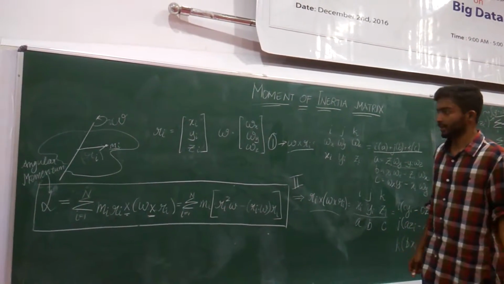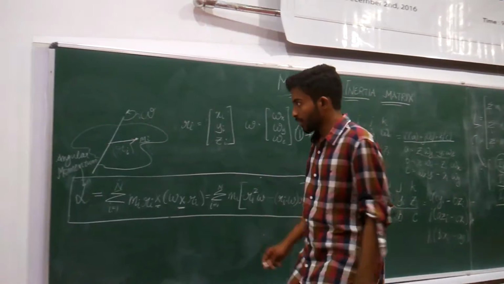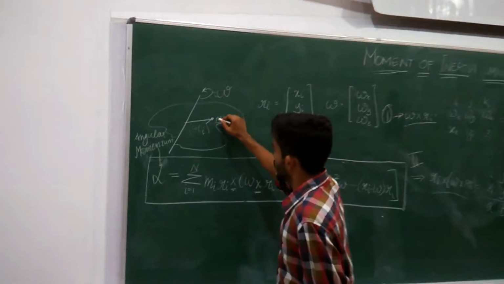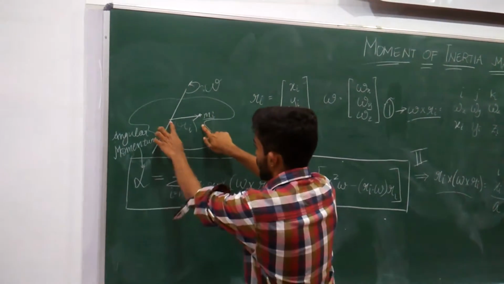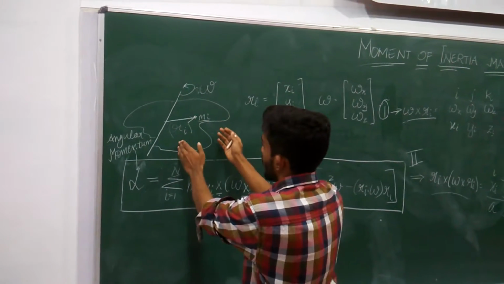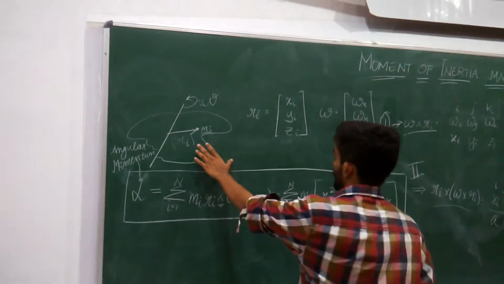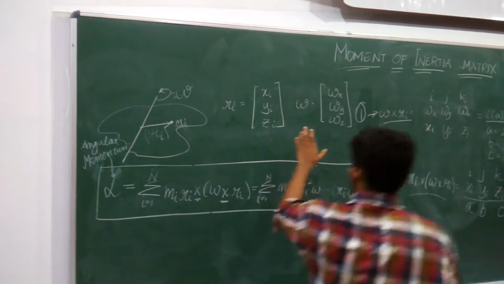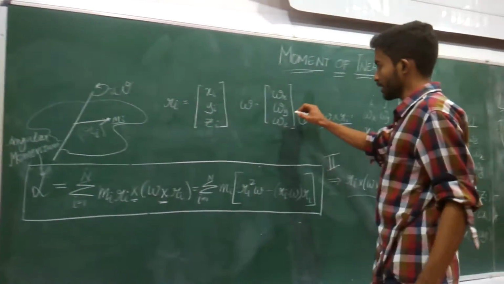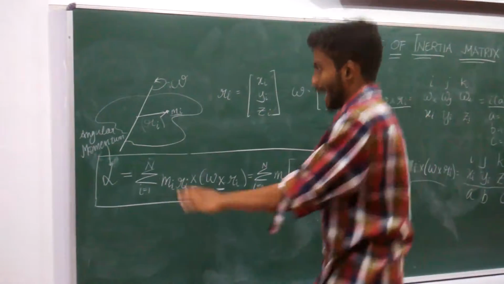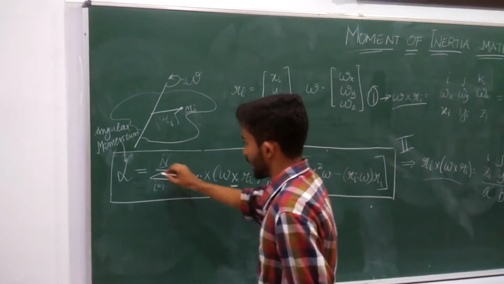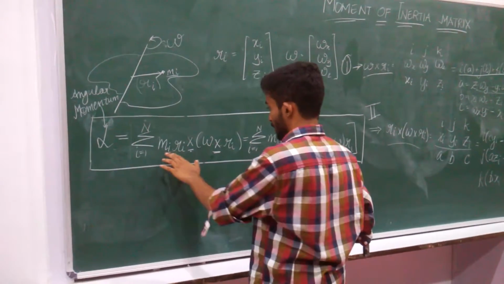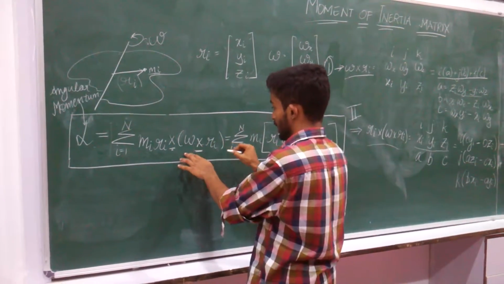Now let us derive the moment of inertia matrix. Let us take a body and a particle of mass mi at a distance ri, and assume this body is rotating with angular velocity omega. Let us write ri as (xi, yi, zi) and omega as (omega x, omega y, omega z). We know that the angular momentum of a body can be written as the summation over all particles i = 1 to n of mi ri cross (omega cross ri).